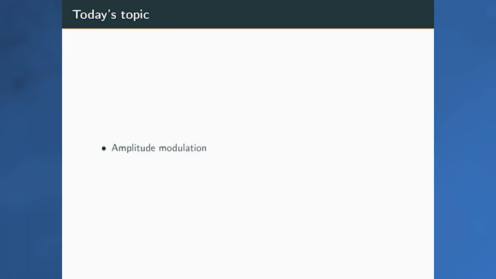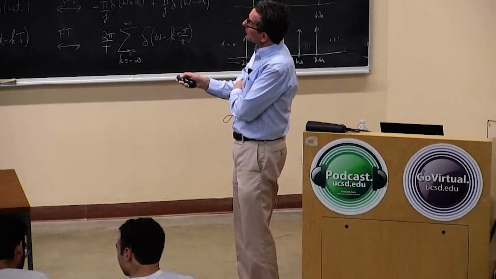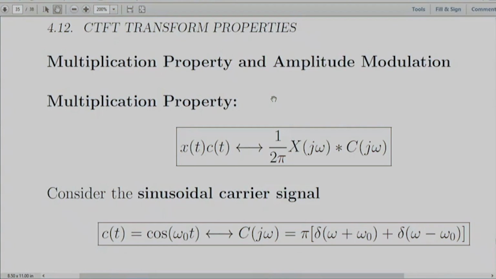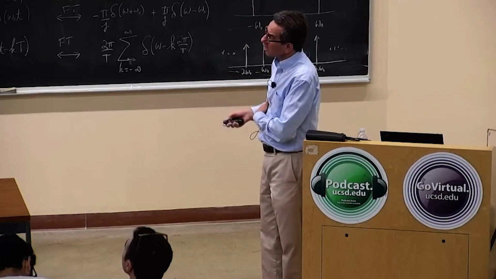So the idea of amplitude modulation is to apply the multiplication property to the scenario where you have a message signal x of t and a signal that we usually call c of t, which stands for carrier. So it's like the carrier signal. And what the multiplication property tells us is that in the frequency domain, it's going to give you 1 over 2 pi X of j omega convolved with C of j omega. Now, in the usual amplitude modulation setting, that carrier is a sinusoidal signal, like a cosine of omega naught t.